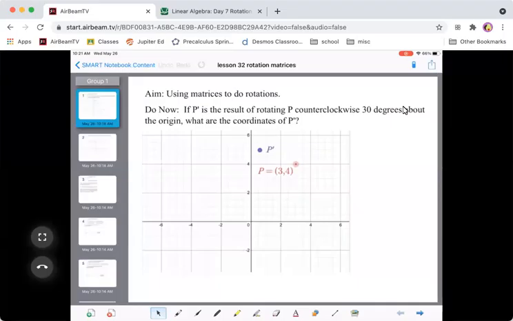In this lesson, I want to show you how to use matrices to do transformations that are rotations other than the basic 90, 180, 270 degree rotations. So here, as a warm-up question, we have the point (3, 4). And if we rotate it 30 degrees about the origin, where does it end up? You could take some time to just think about that geometric question and how you might approach that.